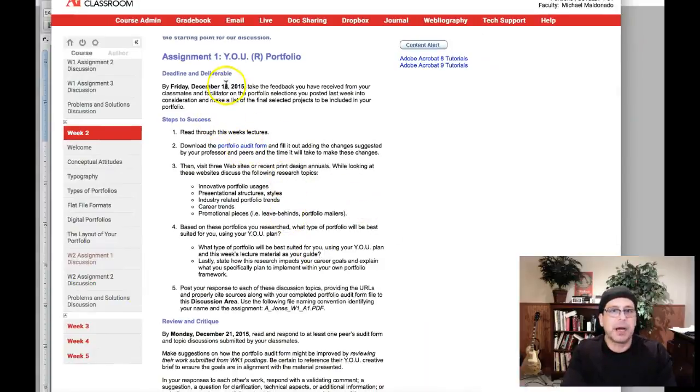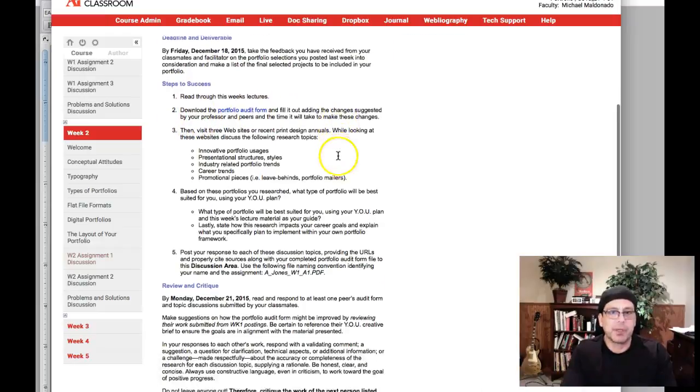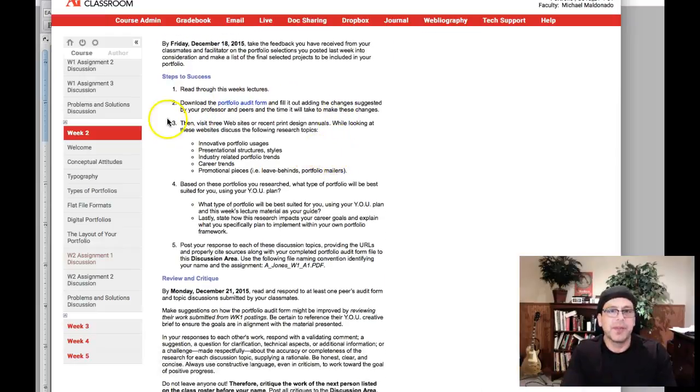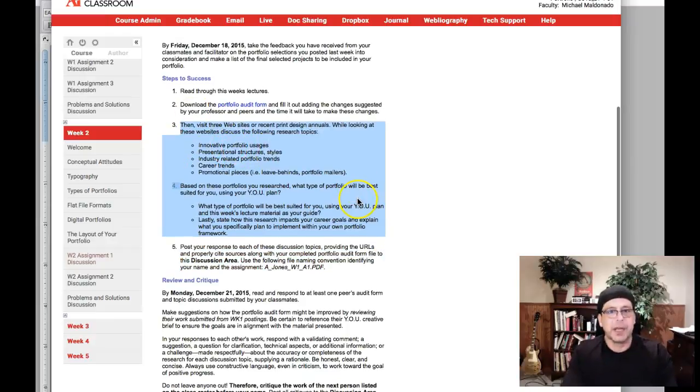And you have steps to success here. Now, after looking at that portfolio audit form, this is the remainder of the assignment for week two assignment one. It's a written assignment. Think of it as an essay or a short-term paper. And everything you need to know is in the course resources, the book, and of course the course lectures.